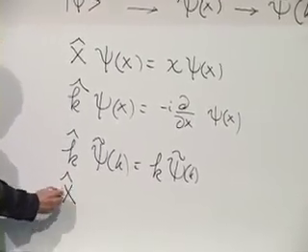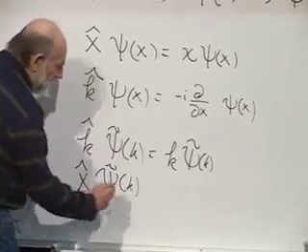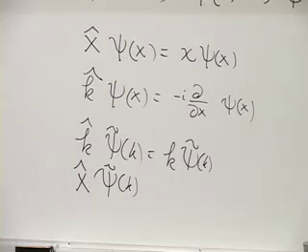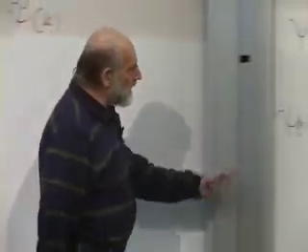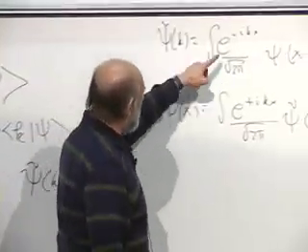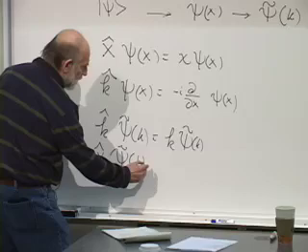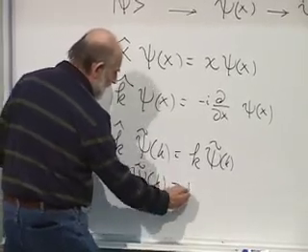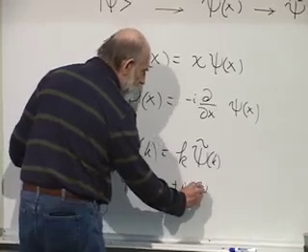How about x? How does x act when it acts on the wave function psi twiddle of k? What would you guess? Plus or minus? Plus. Plus. It's this funny asymmetry between plus and minus in the Fourier transform formula. It is plus i d psi twiddle by dk.